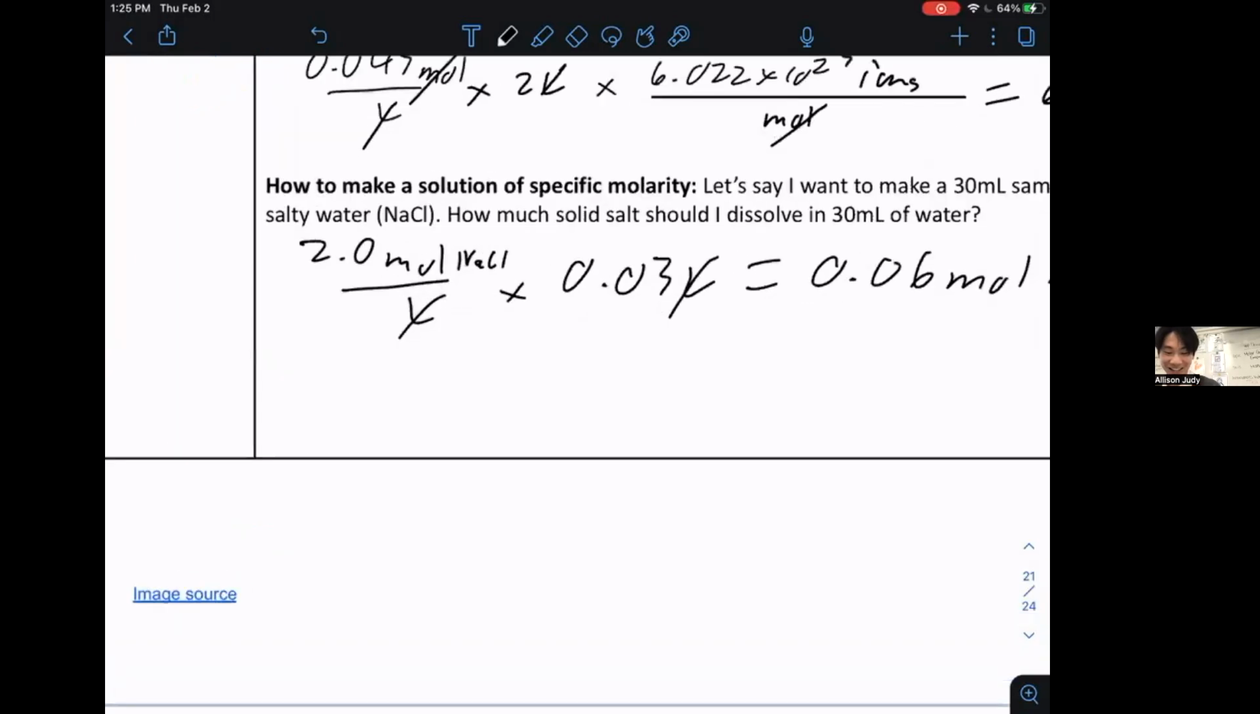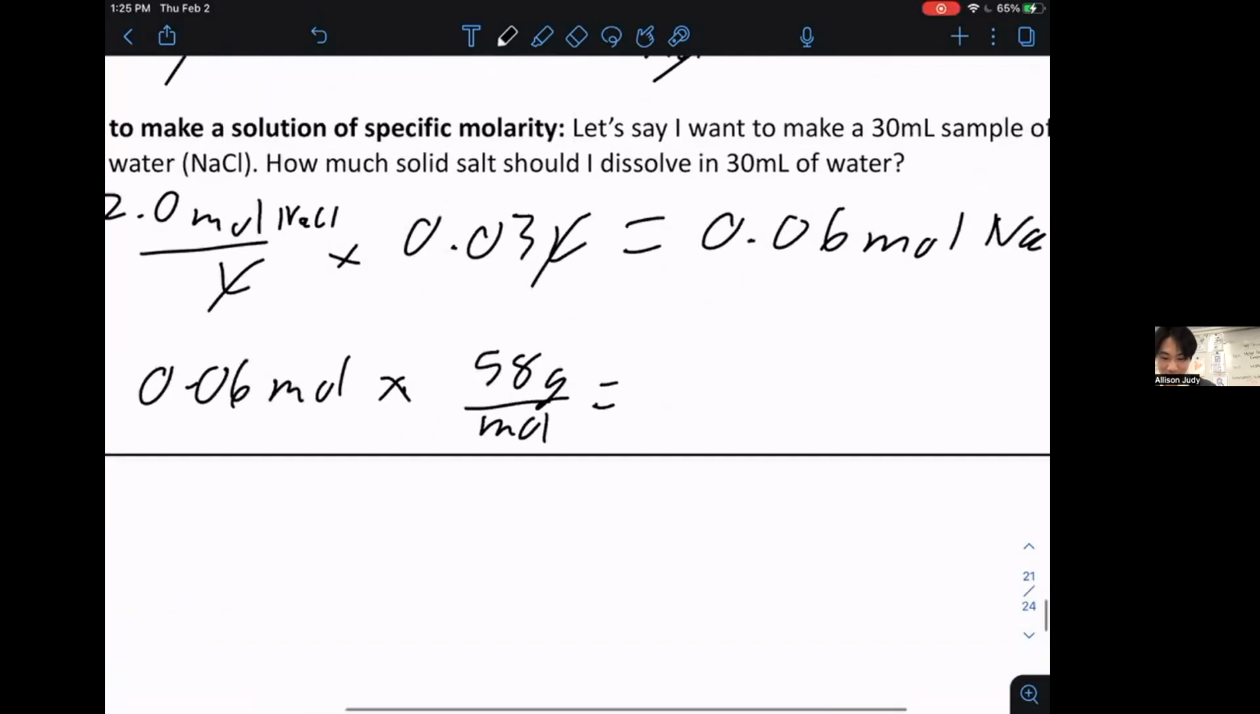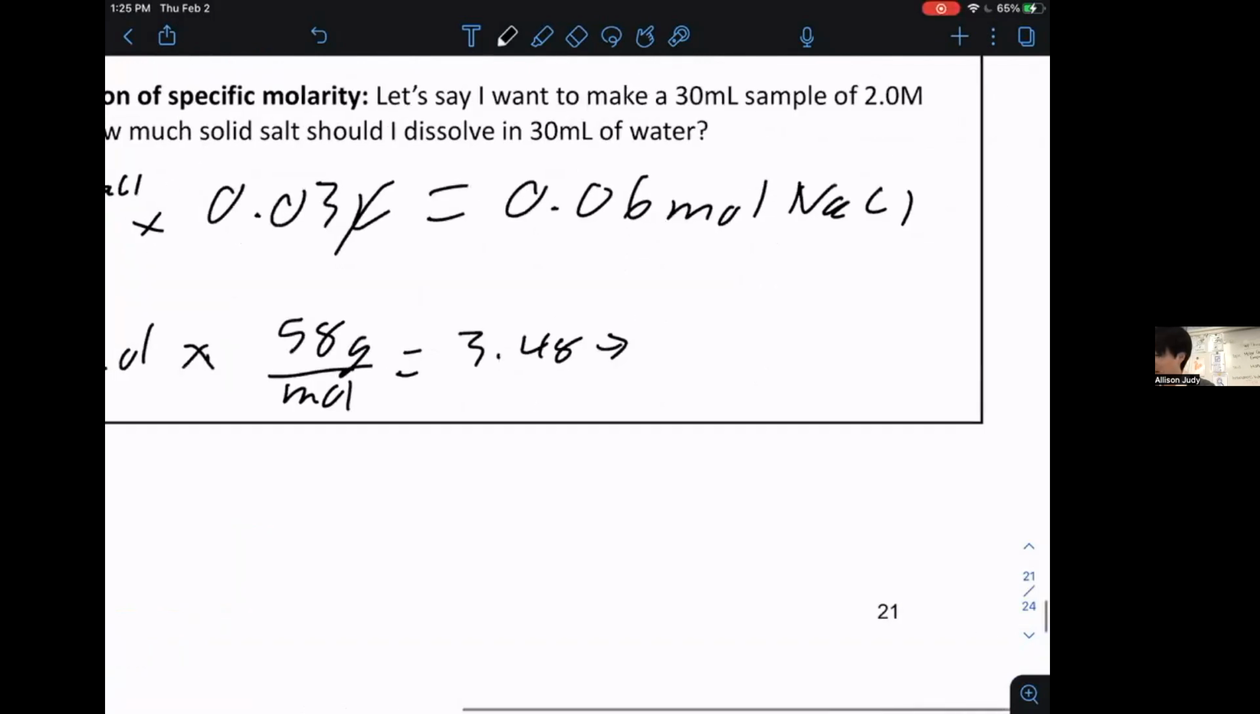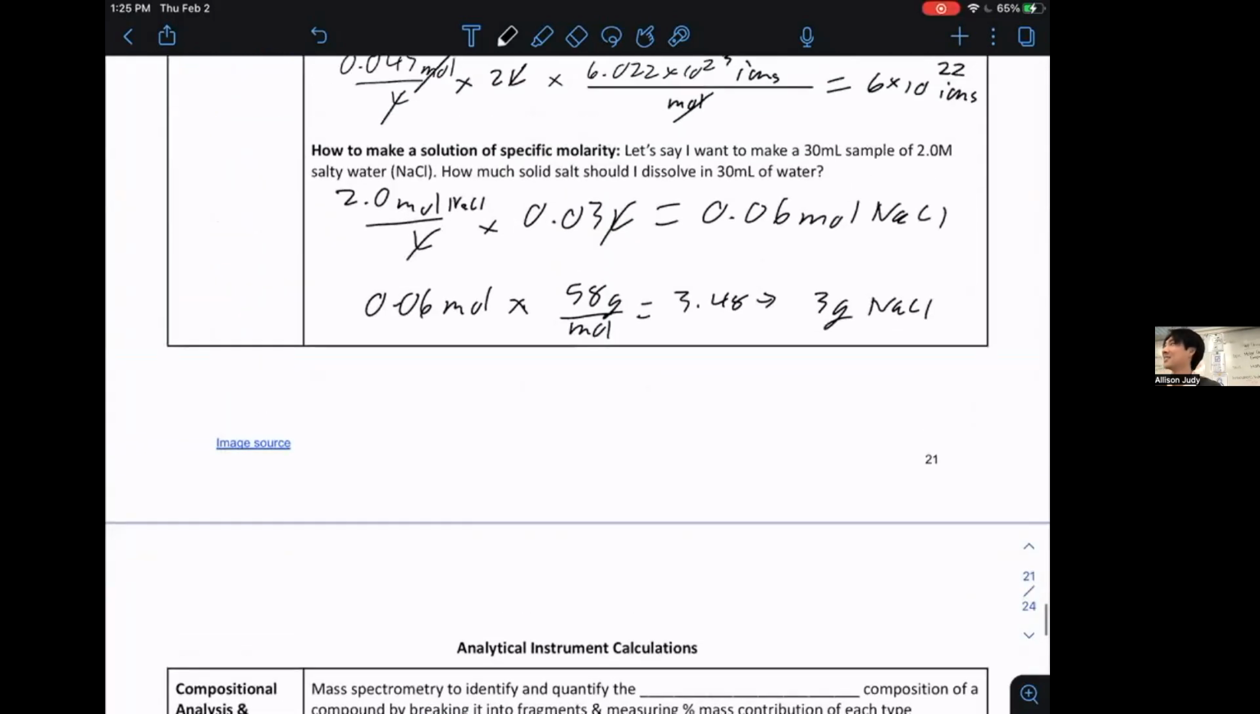And so we have 0.06 moles. And to get that into solid salt, we need the molar mass, right? Grams over moles, and that's 58 grams per mole. And that gets us 3.48, which truncates to 3 grams of NaCl. All good?